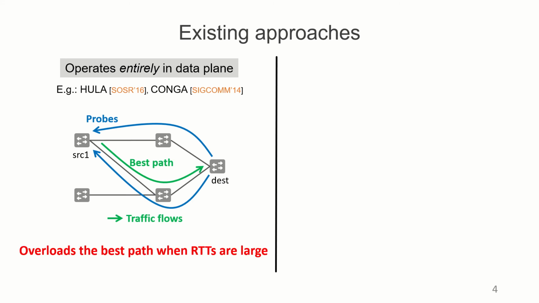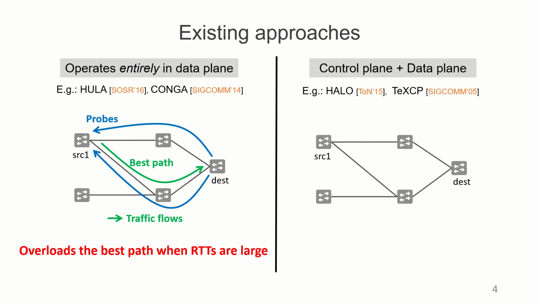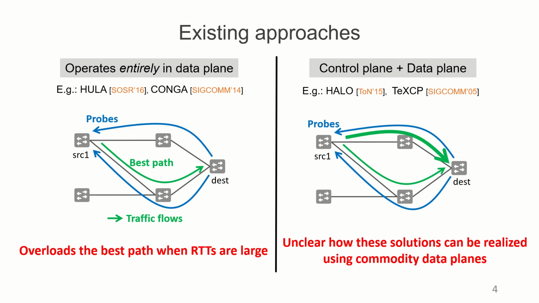However, this may overload the best path, especially when round-trip time is large. Another line of work is to split traffic over multiple paths instead of a single path. They also collect traffic conditions using mechanisms like probes, but they assign path weights so that more traffic can go through paths with less congestion. However, even though these solutions can split traffic across multiple paths at the same time, a control plane solution is too slow to adapt to network conditions, and it is unclear how they can work in today's commodity data planes.